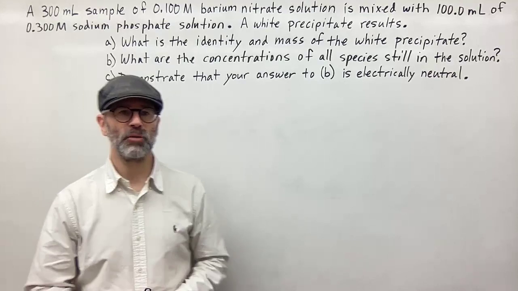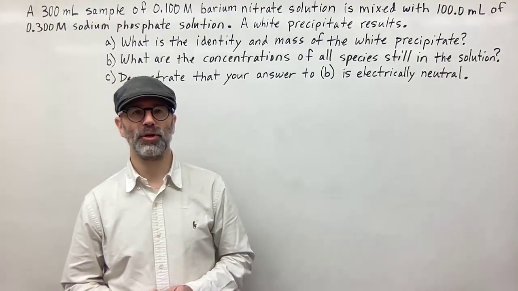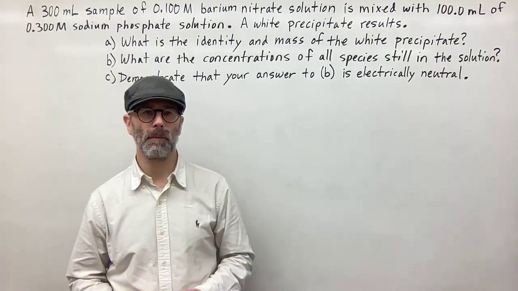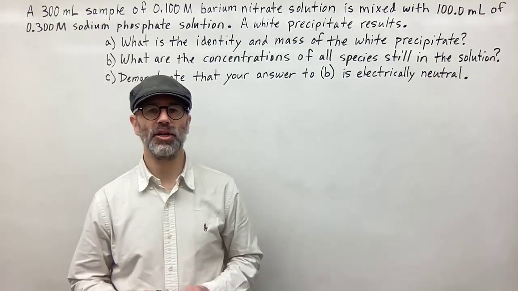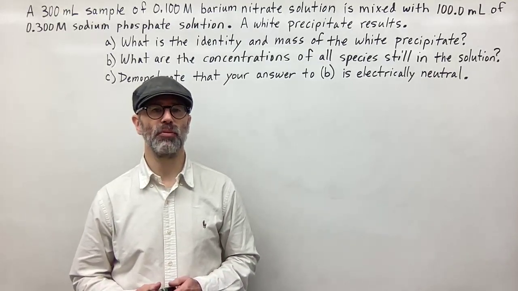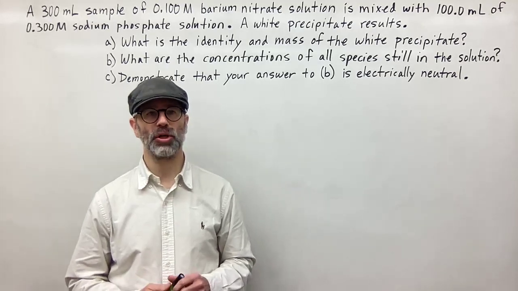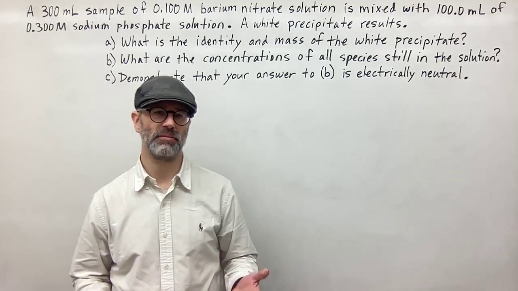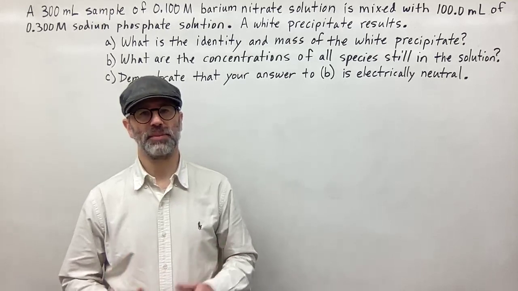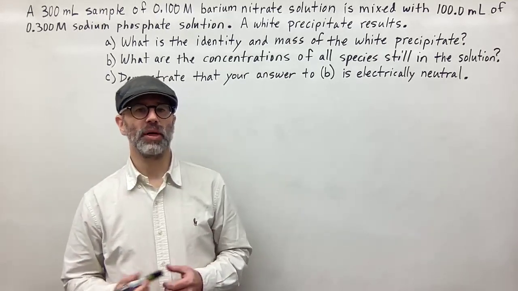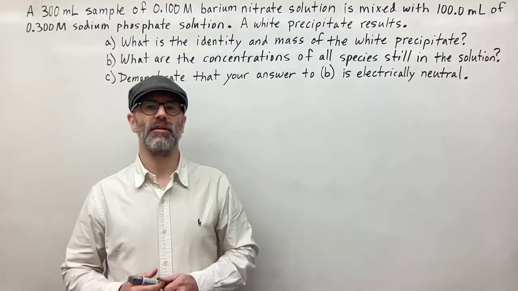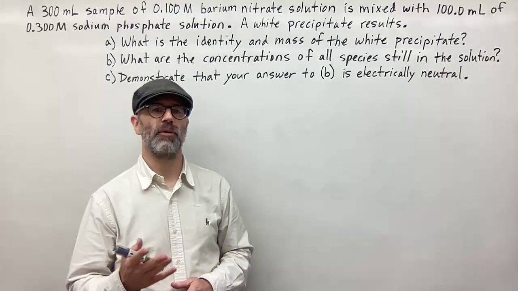In this problem we have a 300 milliliter sample of a 0.100 molar barium nitrate solution, and that is mixed with 100 milliliters of a 0.300 molar sodium phosphate solution and a white precipitate results. So they give us three questions. One, what is the identity and mass of the white precipitate? Let's begin with that one.